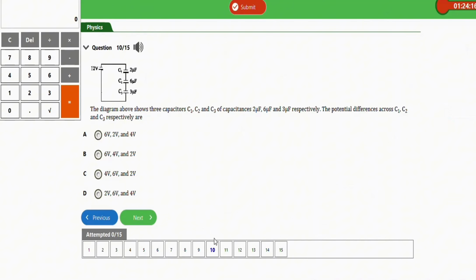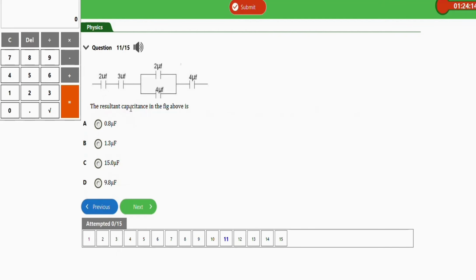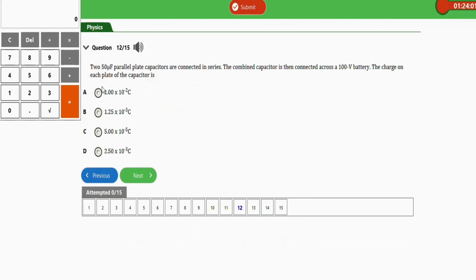So guys, the next repeated question will be this one. It says the resultant capacitance in the figure above is... I think we have solved this question before. We got 0.8 microfarad. Alright, so let's go to the next repeated question. It says two 50 microfarad parallel plate capacitors are connected in series. The combined capacitor is then connected across a 100 volt battery. The charge on each plate of the capacitor is... So we're looking for the charge.